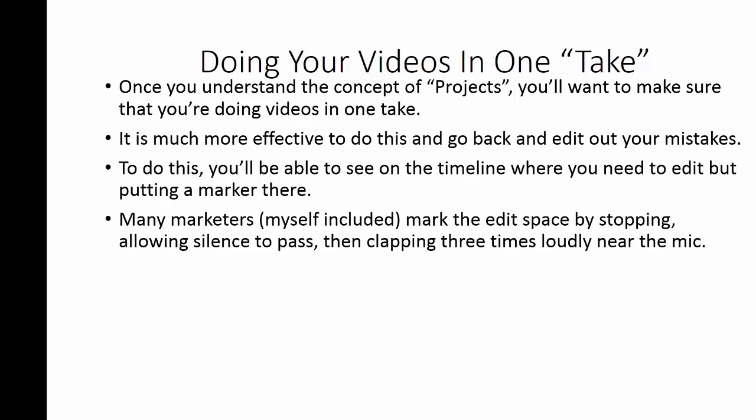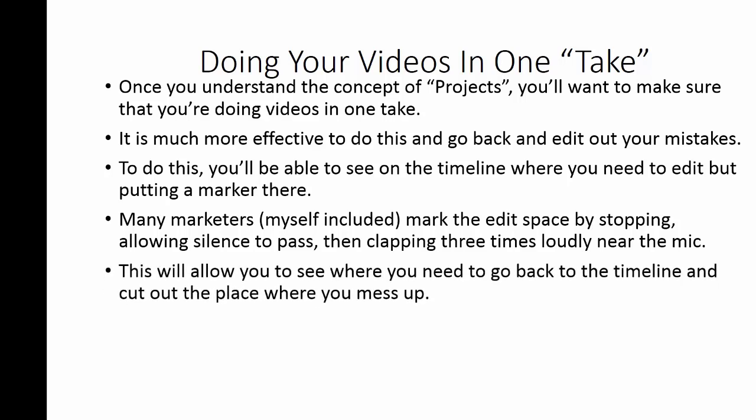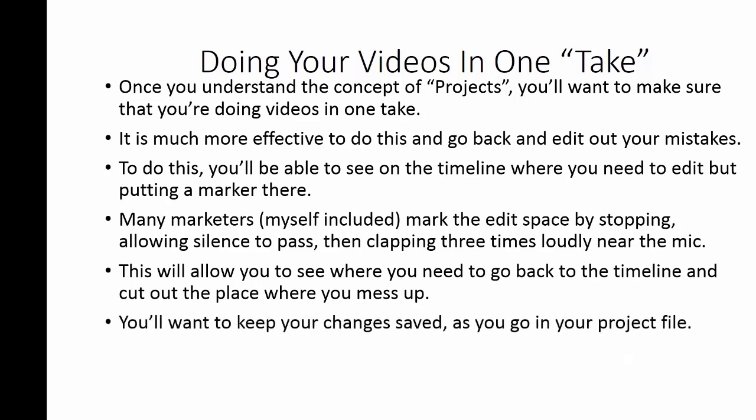Now again, you can do this while you're actually recording. So while you're recording, if you're kind of cruising along and you're talking and then you discover, oh, I should have said something else, what you want to do is stop, clap 3 times, and then go back to the point where you should have said something different. And then you'll know where you're going to actually place your edit. But you mark the place at which you make the mistake during the recording process. And of course, as we said, all of this is going to be visible on the timeline. And as you do these things, you want to keep your changes and save them as you go into your project file.